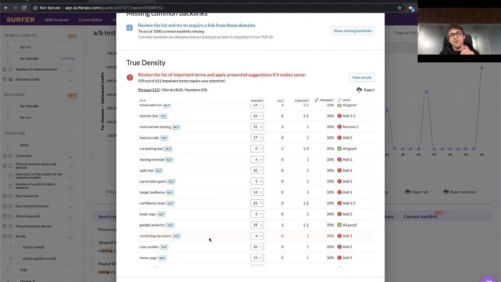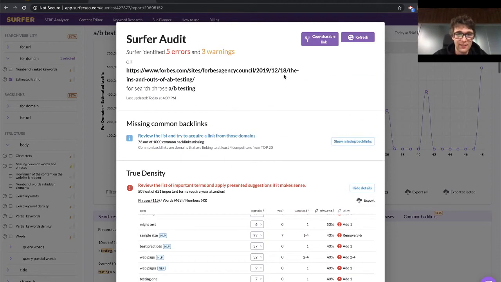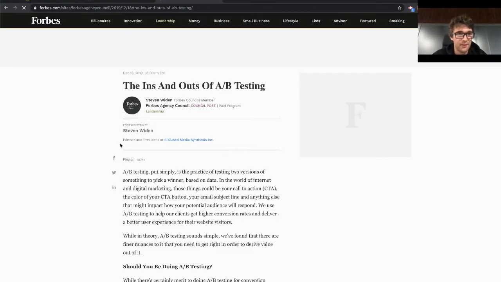So it looks like there was no data-driven analysis to writing this blog post. And if the blog post was ranking in the top 10, it would bring much more value to the owner. So let's take a look at the page. Maybe we should have started with it.